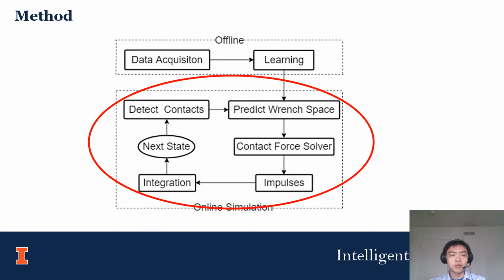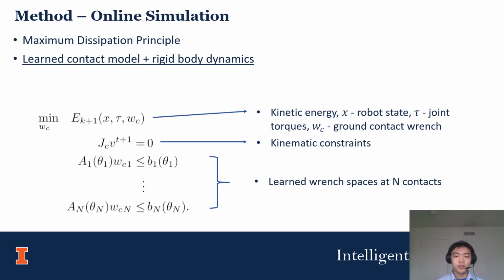Next, we are going to talk about online simulation. During online simulation, we use what's called the maximum dissipation principle, which says that frictional forces should always maximize the dissipation of the system energy. We combine our learned contact models with rigid body dynamics to simulate an arbitrary number of contacts. Each simulation frame involves solving an optimization problem.